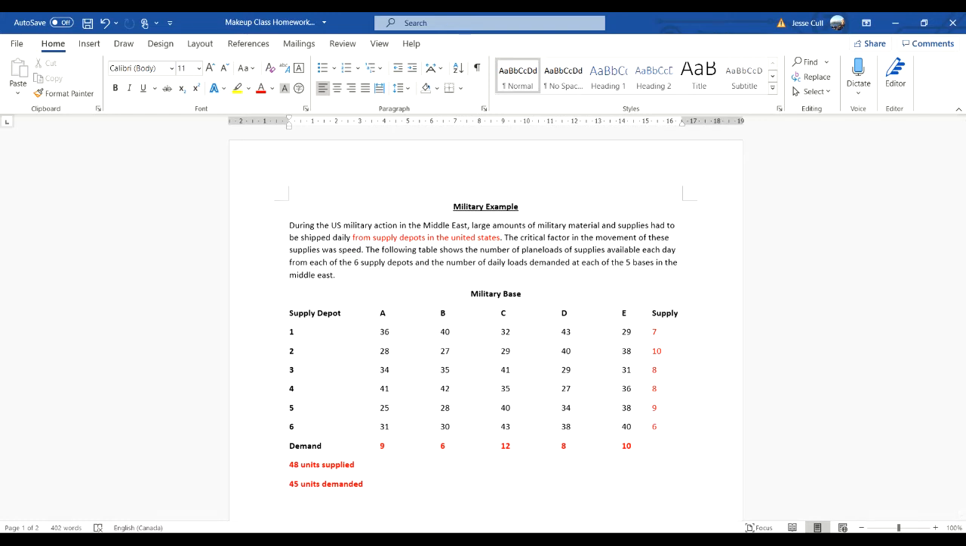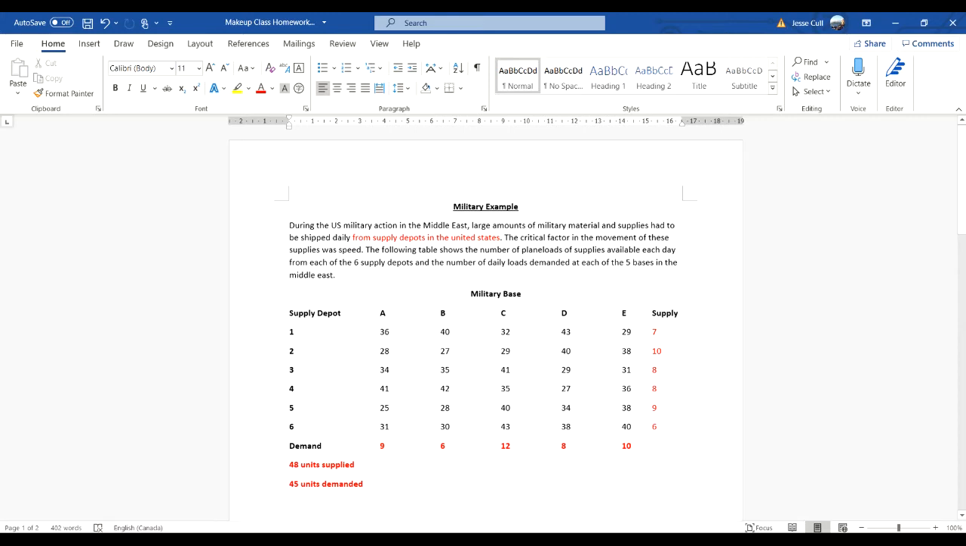A key point to consider in this question is, what are they asking? They're telling us, and we're going to look down here. We have supply depot 1, 2, 3, 4, 5, 6, and military base A, B, C, D, E. We know the key is from supply depots. So we're shipping from America.